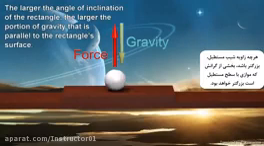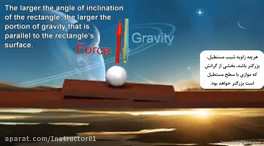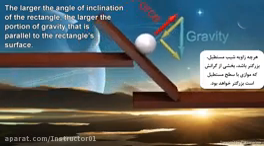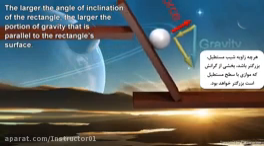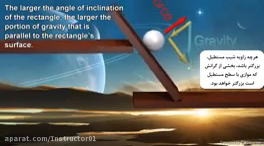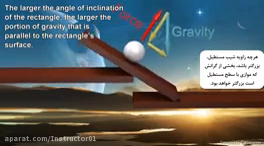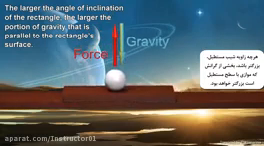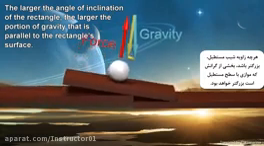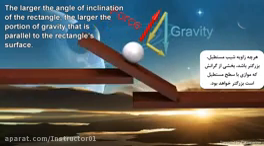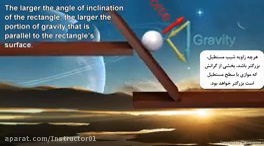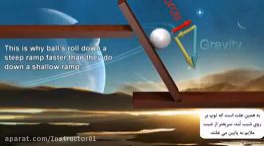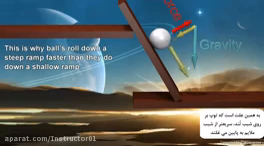The larger the angle of inclination of the rectangle, the larger the portion of gravity that is parallel to the rectangle's surface. This is why balls roll down a steep ramp faster than they do down a shallow ramp.